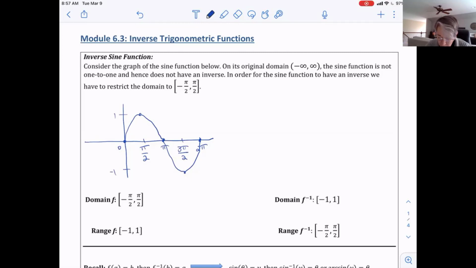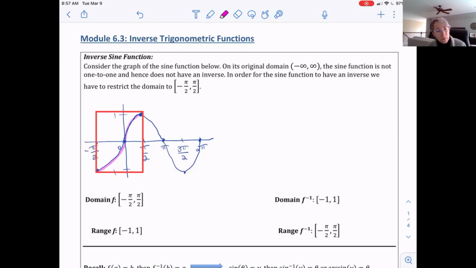Now, if you notice on that first hump between 0 and pi, we double up on y's already. And whenever you restrict a domain, you really want to stay as close to the origin as possible. So what the mathematical community has decided is that they're going to restrict the domain from negative pi over 2, where it's negative 1, up to pi over 2. So they are going to use just this portion when looking at the sine.